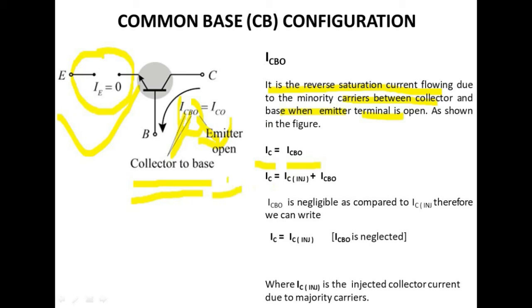So now we can write the current equation as IC equals IC injected plus ICBO. ICBO is negligible as compared to IC injected. Therefore, we can write IC equals IC injected when ICBO is neglected, because this is the minority current, where IC injected is the injected collector current due to majority carriers that we have already seen.